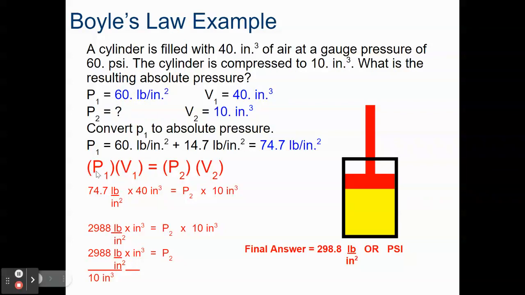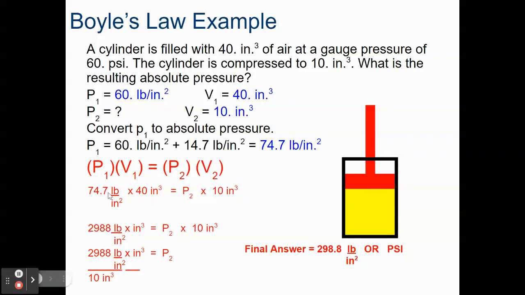Okay, here's our equation. P1 times V1 equals P2 times V2. P1 is 74.7 pounds per square inch times 40 cubic inches, which is my V1, equals P2, which is our unknown, times 10 cubic inches. I want you to notice that I kept all of my units. That's important. You'll see that throughout these three perfect gas laws. And I'll show you how they cancel to get our final units.